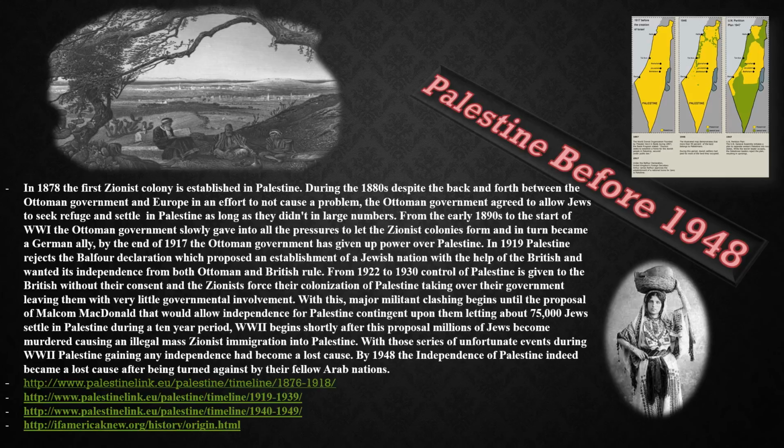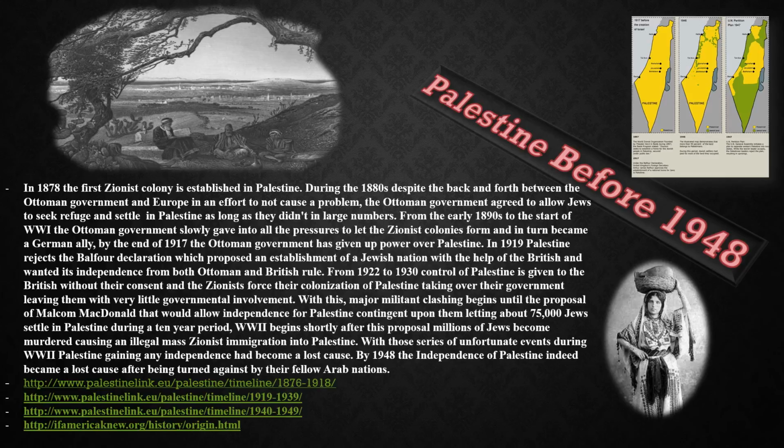In 1919, Palestine rejects the Balfour Declaration, which proposed an establishment of a Jewish nation with the help of the British and wanted its independence from both Ottoman and British rule. From 1922 to 1930, control of Palestine is given to the British without their consent, and the Zionists forced their colonization of Palestine, taking over their government, leaving them with very little governmental involvement.